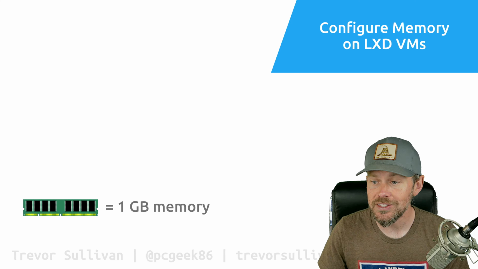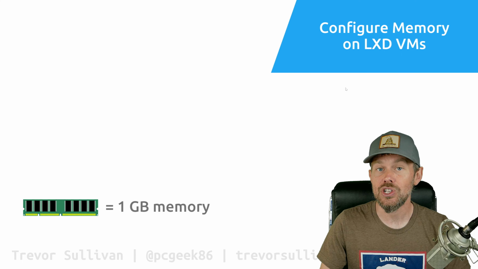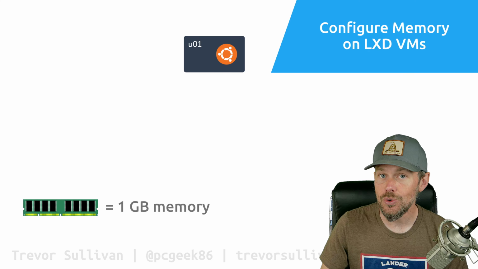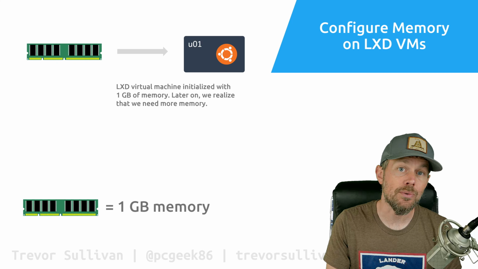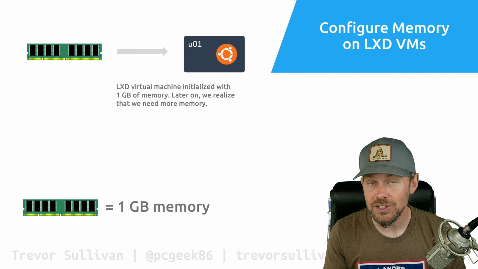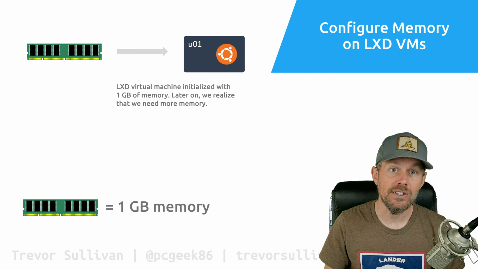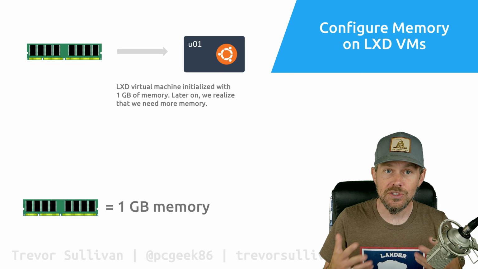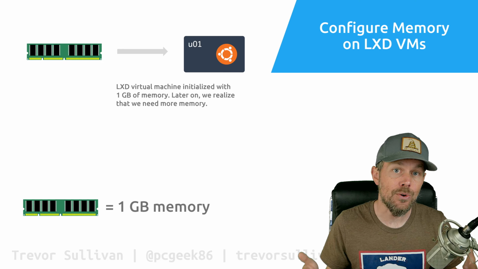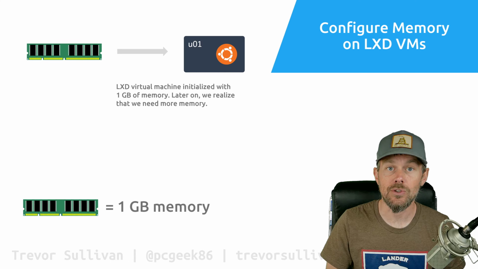So if you want to assign memory to your LXD virtual machines, by default, when you provision a virtual machine, it has to have some memory at least, right? So let's say that you create an Ubuntu Linux VM with the LXC command line utility. By default, unless you otherwise specify it, it's going to get exactly 1 gigabyte of memory. But let's say that later on, after you've done some provisioning of applications and services onto that virtual machine, you start to realize that you are actually running out of memory, and you decide that you need to allocate some more additional memory to this virtual machine.